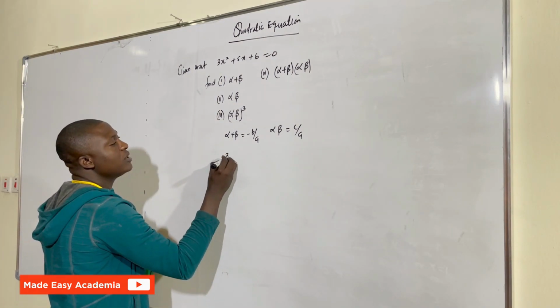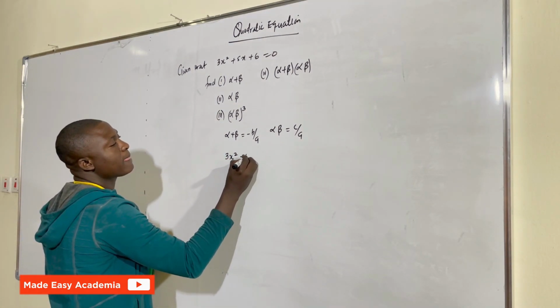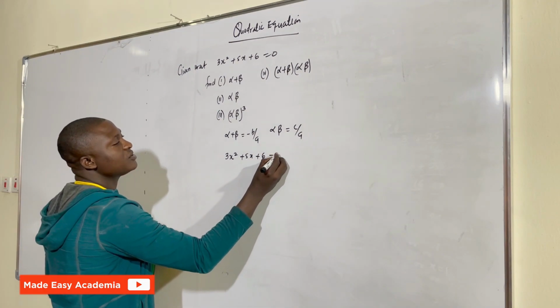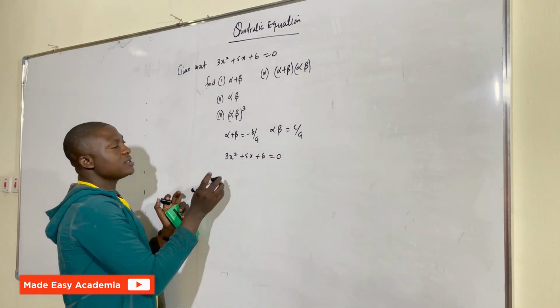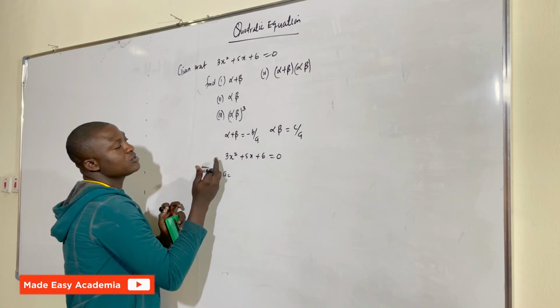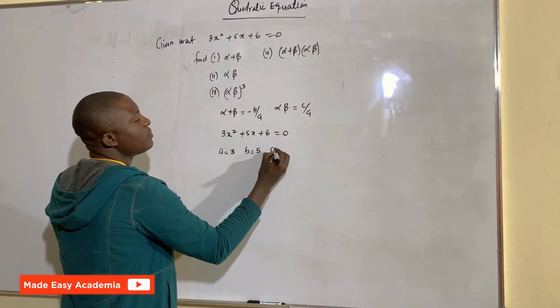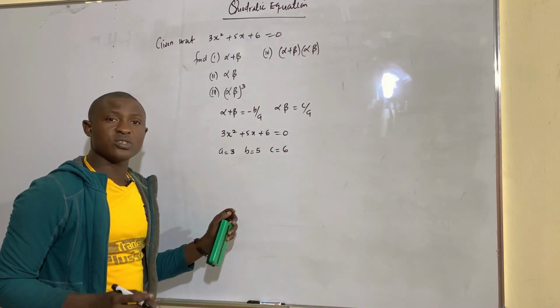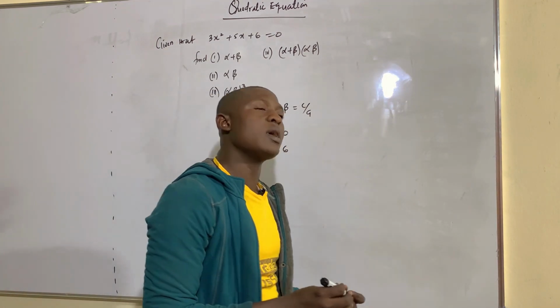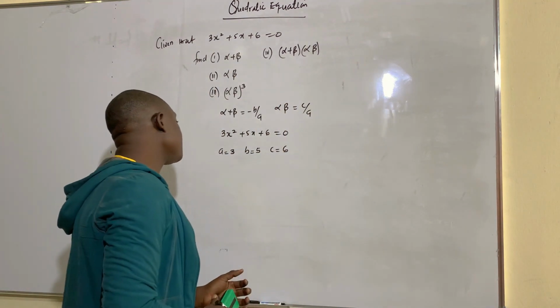So from the problem, we have 3x squared plus 5x plus 6 is equal to 0. Now, the same method. Here, my a is going to be 3, my b is going to be 5, and my c is going to be 6. Just like exactly how we pick them when we are solving quadratic using formula.